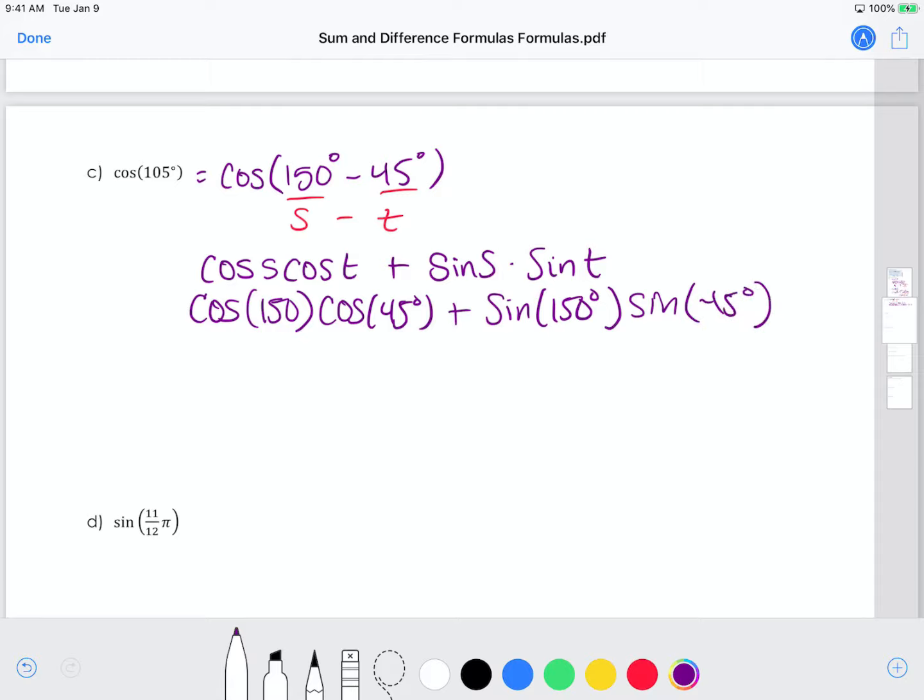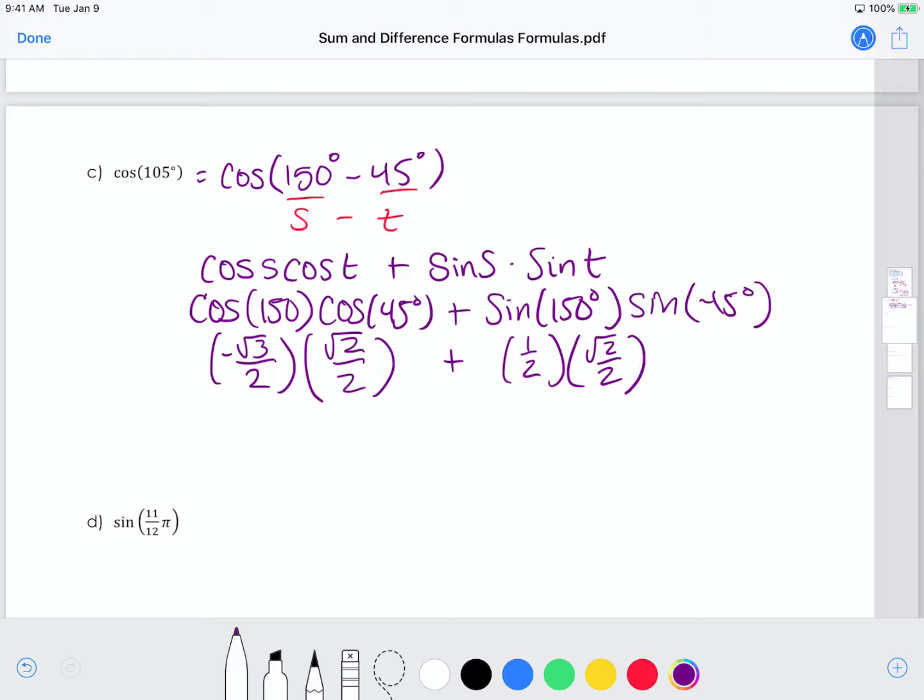Okay, now if I look at the unit circle, the cosine of 150 degrees is negative the square root of 3 over 2. Cosine of 45 is the square root of 2 over 2. Sine of 150 is 1/2. And sine of 45 degrees is the square root of 2 over 2.